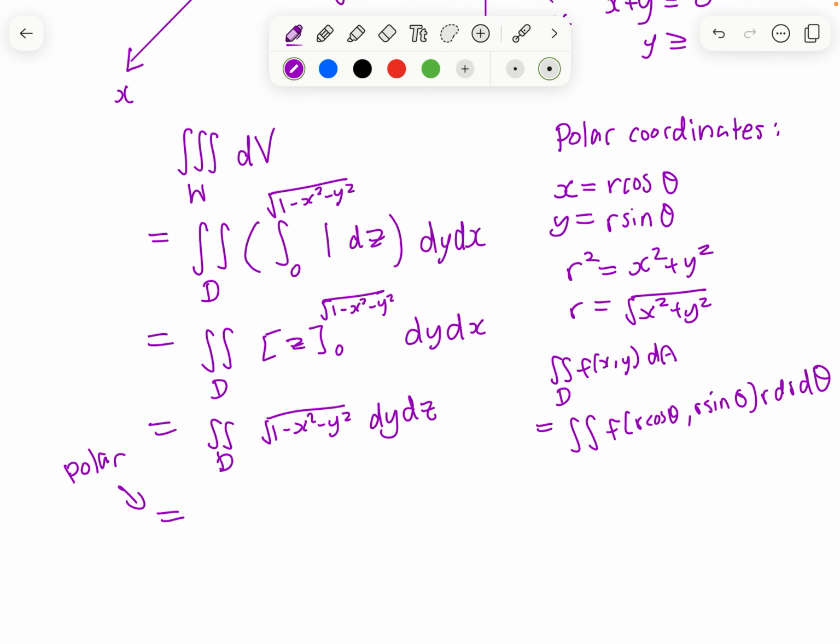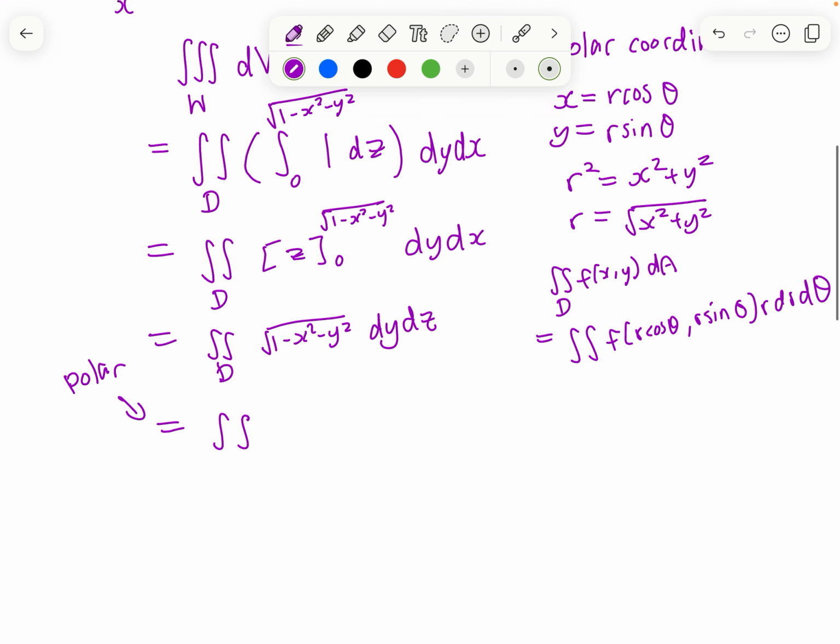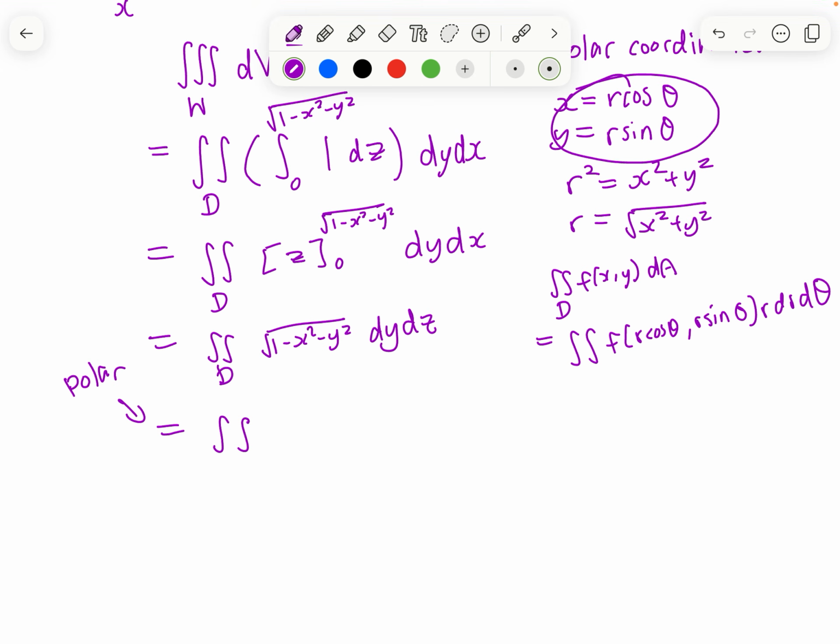So now that we have this general formula, let's try and change this into polar coordinates. If I were to do polar, I have the two integrals, I keep them there, and I replace x with r cosine theta and y with r sine theta. If I were to do that, I easily simplify my answer to get 1 minus r squared. And for the dy and dx, we then replace them with r dr d theta, just like that.